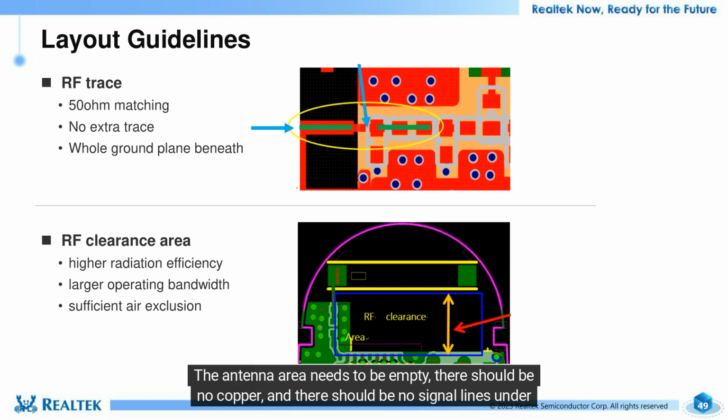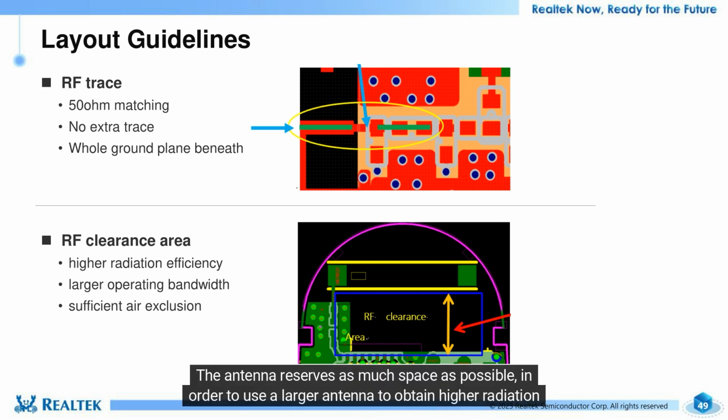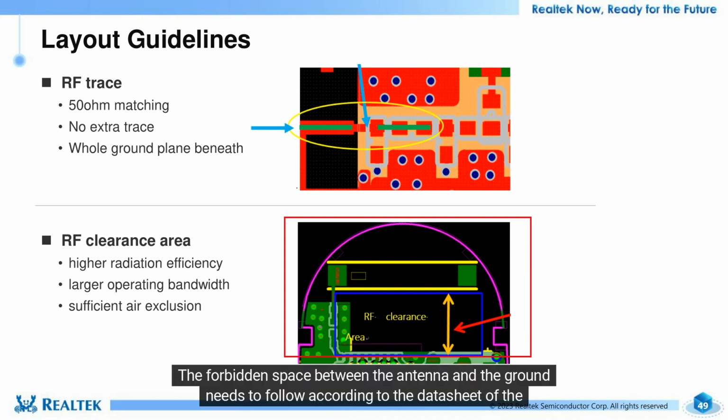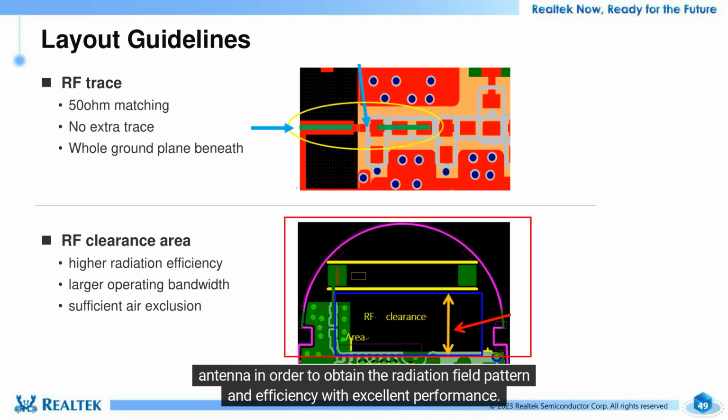The antenna area needs to be empty, there should be no copper, and there should be no signal lines under the antenna. The antenna reserves as much space as possible in order to use a larger antenna to obtain higher radiation efficiency, larger operating bandwidth, and sufficient air exclusion, as shown in the figure below. The forbidden space between the antenna and the ground needs to follow the datasheet of the antenna in order to obtain the radiation field pattern and efficiency with excellent performance.